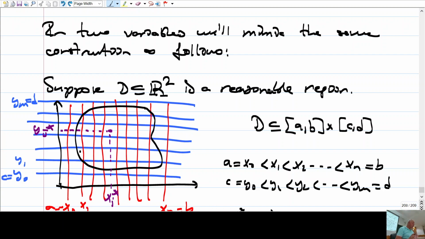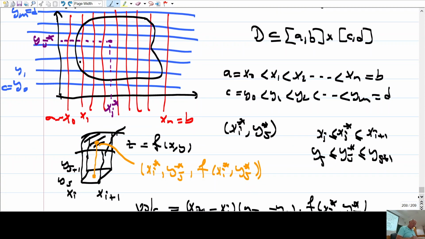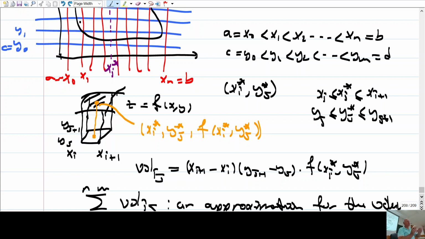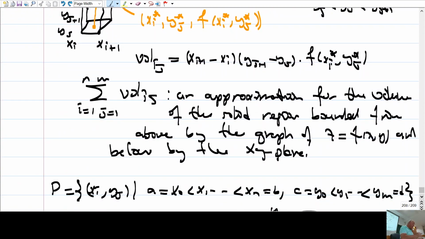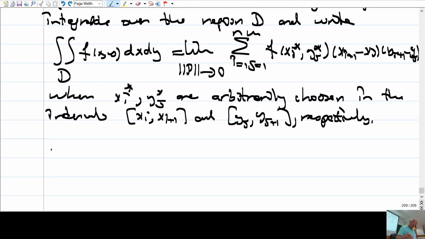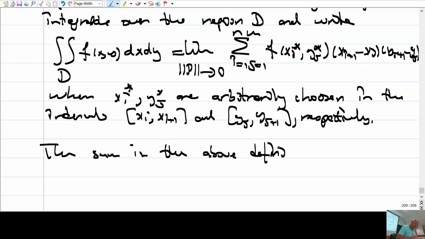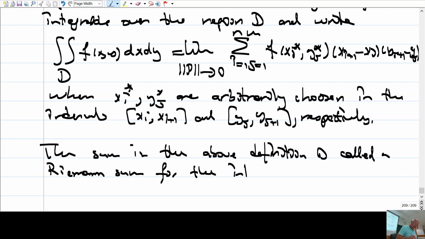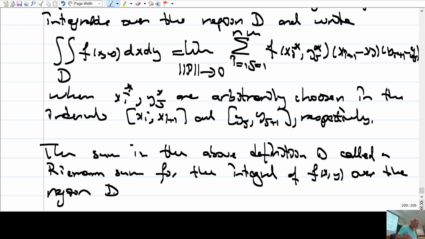So this is the basic idea of double integration. So it is just a one dimension higher version of single variable integration. Okay. This object here, the sum in the above definition, is called a Riemann sum for the integral of f(x,y) over the region D.